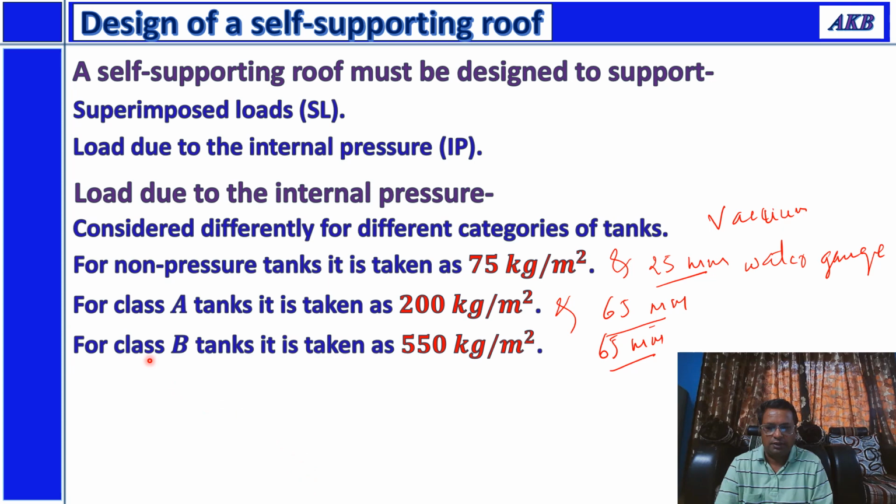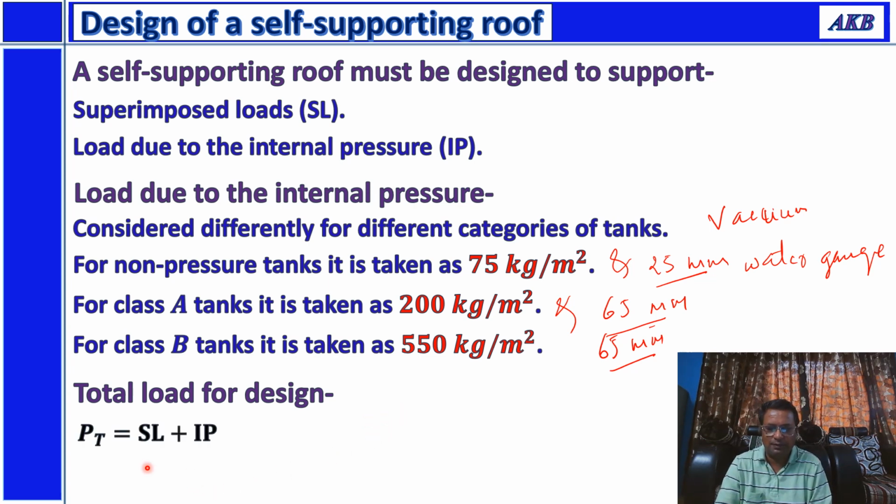For class A tanks, it is taken as 200 kg per meter square. For class B tanks, it is taken as 550 kg per meter square. So total load for the design will then be the superimposed load plus internal pressure. Total load, let me denote it as PT. It will be the addition of superimposed load plus internal pressure.